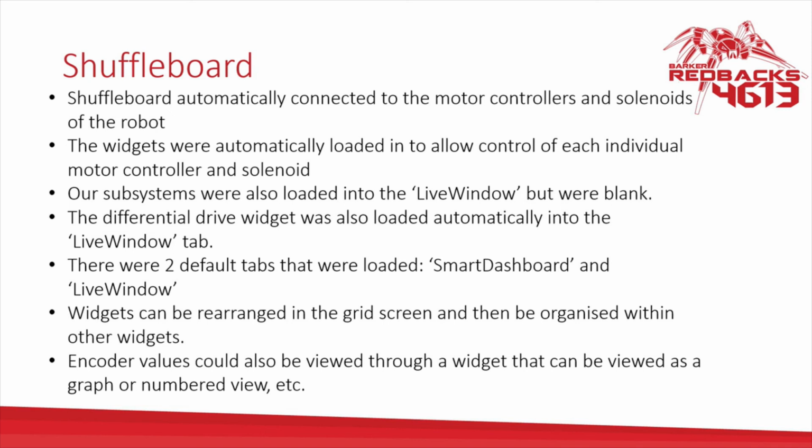For us, there were two tabs that loaded up by default, LiveWindow and SmartDashboard. Within those two tabs, widgets could be arranged throughout and added from the NetworkTables tab, which lists the things it's connected to on the robot. Sensors, like encoder values, could also be viewed through a widget that could be changed from a graph to a number view. From what we've gathered, it hasn't changed too much and it seems to work rather well and reliably.